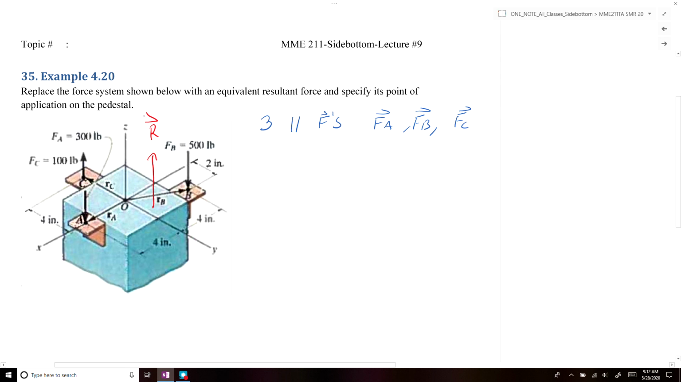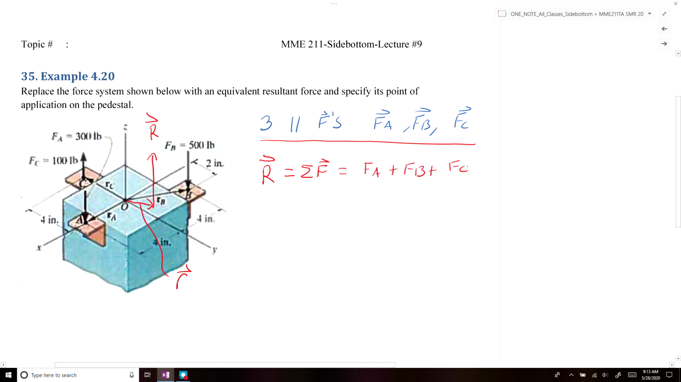And where on the pedestal is our resultant force being applied? Okay, so the first thing we can do is find our resultant force. That shouldn't be too hard. Our resultant force is just the sum of all the forces applied to our system. So in this case, it would just be equal to FA plus FB plus FC.